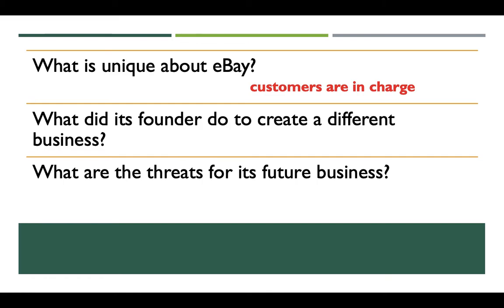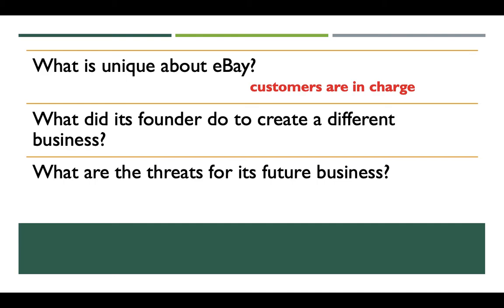The second one, what did its founder do to create a different business? So if you still remember, in the middle of that paragraph, Omidyar, the last name of eBay's founder, tried to make a different business by creating a discussion forum. And in that discussion forum, customers are able to give each other scores, just like what we do for Uber Eats and also for Uber taxi.